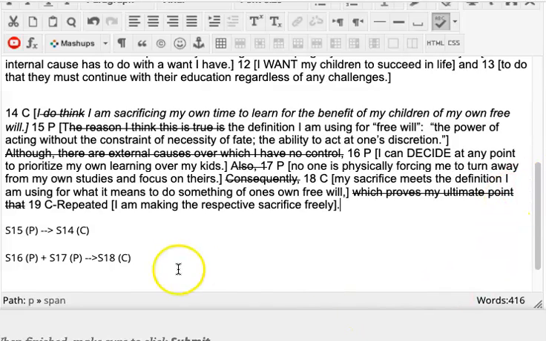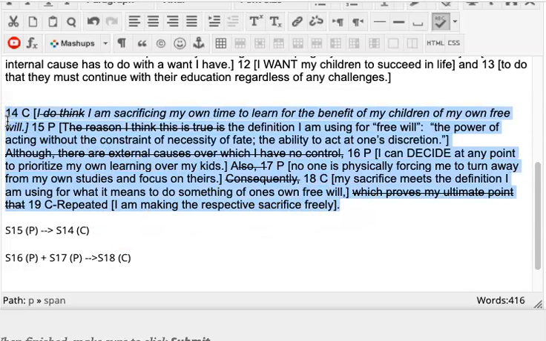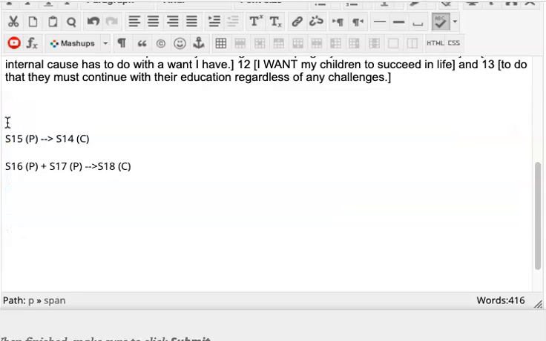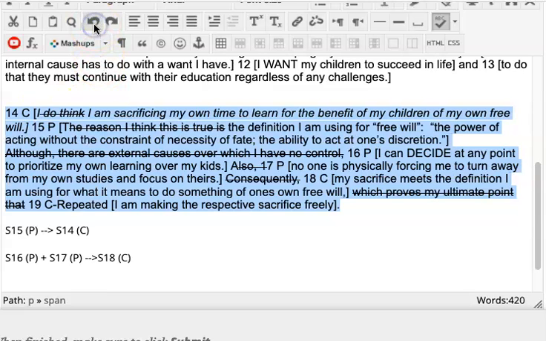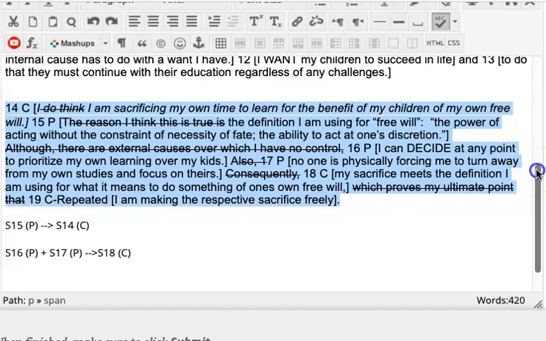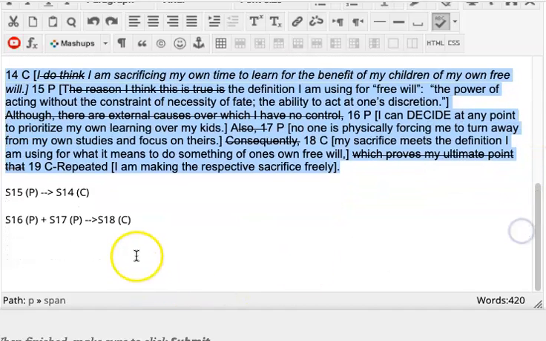Okay, so I'm still trying to make a final decision about S14 and S18. I know that they are related to each other in terms of what they're talking about, but I've already decided that they are not saying exactly the same thing. So I think I'm going to try reformatting and see if that helps me make a final decision about which is the sub-conclusion and which is the final conclusion.